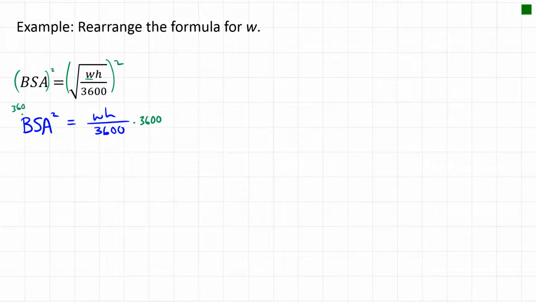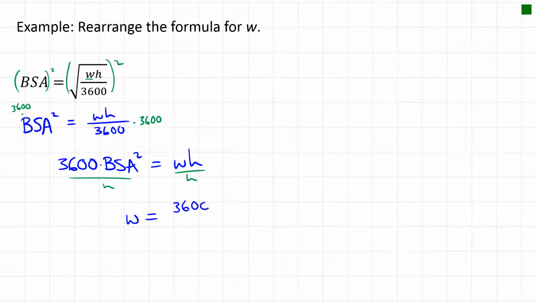And I get 3600 BSA squared is equal to WH. And now because we're rearranging for W, we're going to divide H away. And my final answer would be W is equal to 3600 BSA squared. I'm going to put that all in brackets just so that you can tell that BSA is one unit together, divided by H.